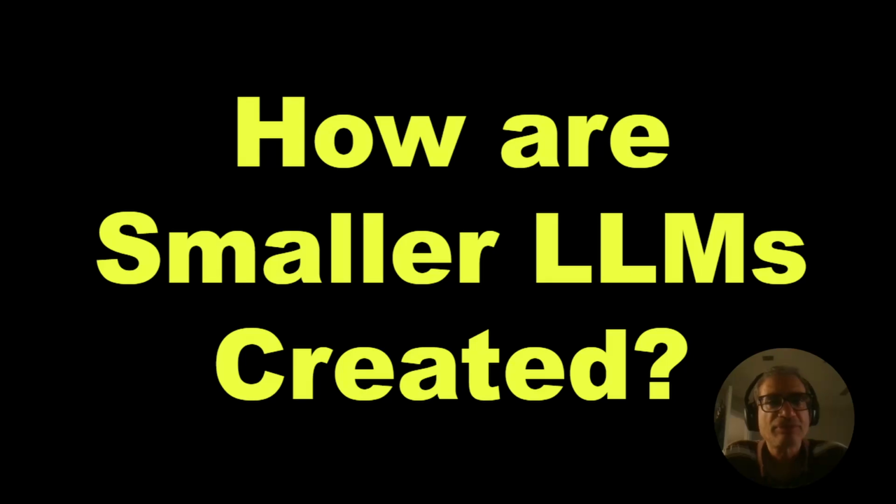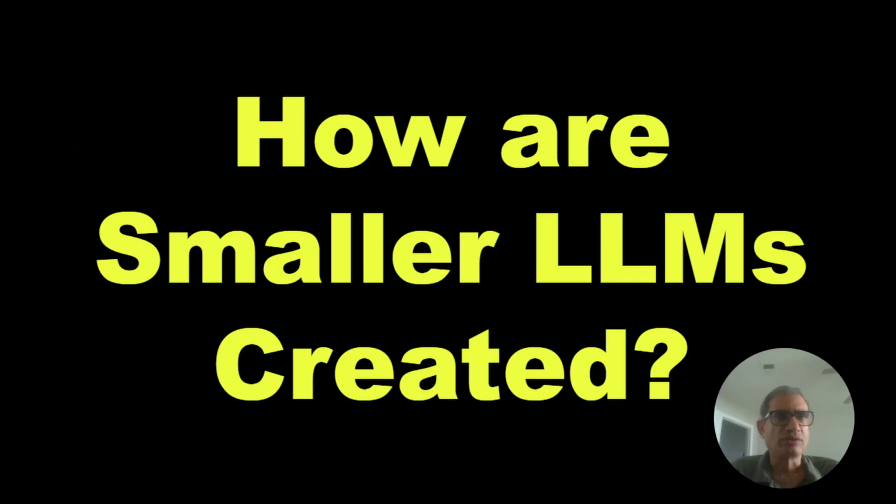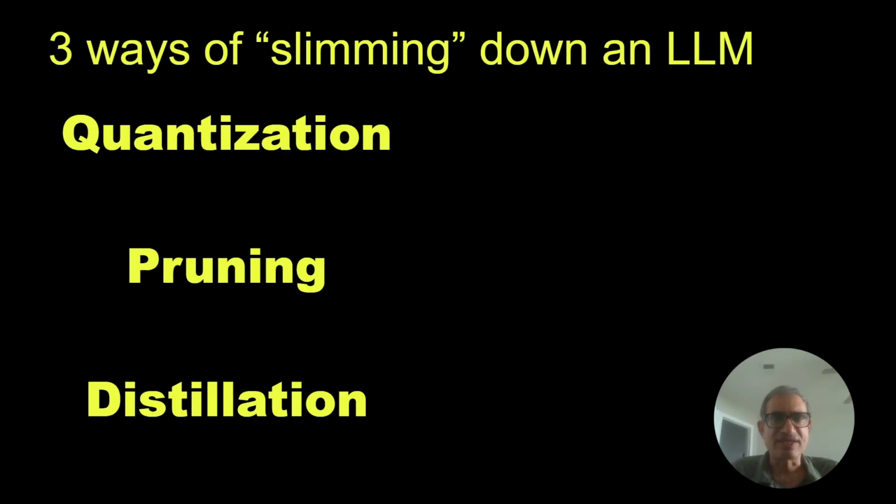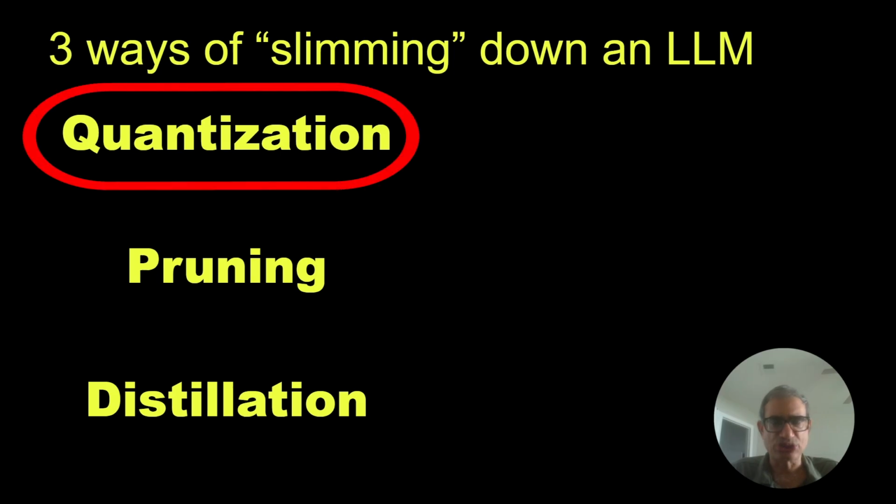We will cover some of the most popular techniques for creating smaller language models, or SLMs. There are at least three ways in which a large language model can be slimmed down, and let's take them one by one. The first one is quantization.